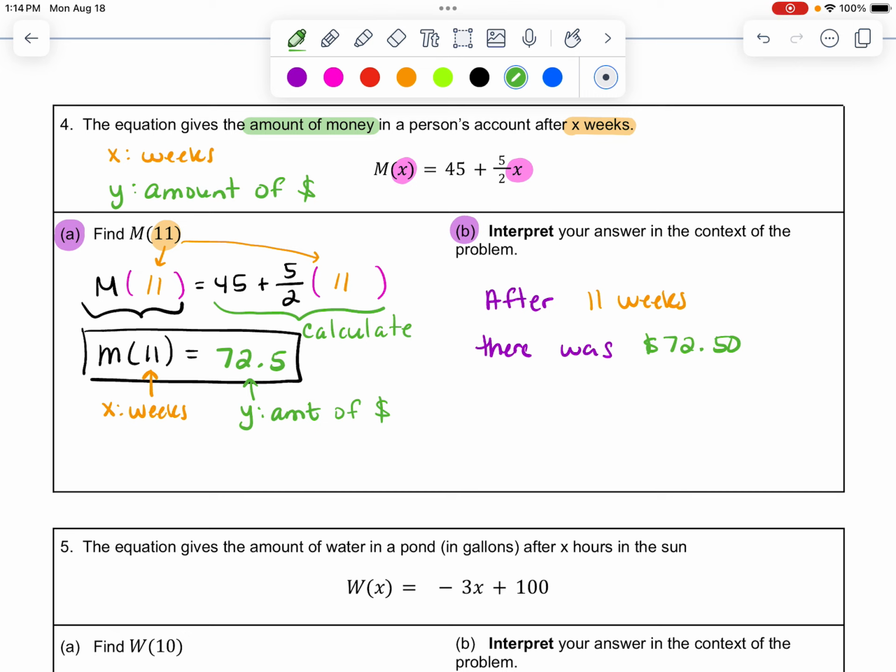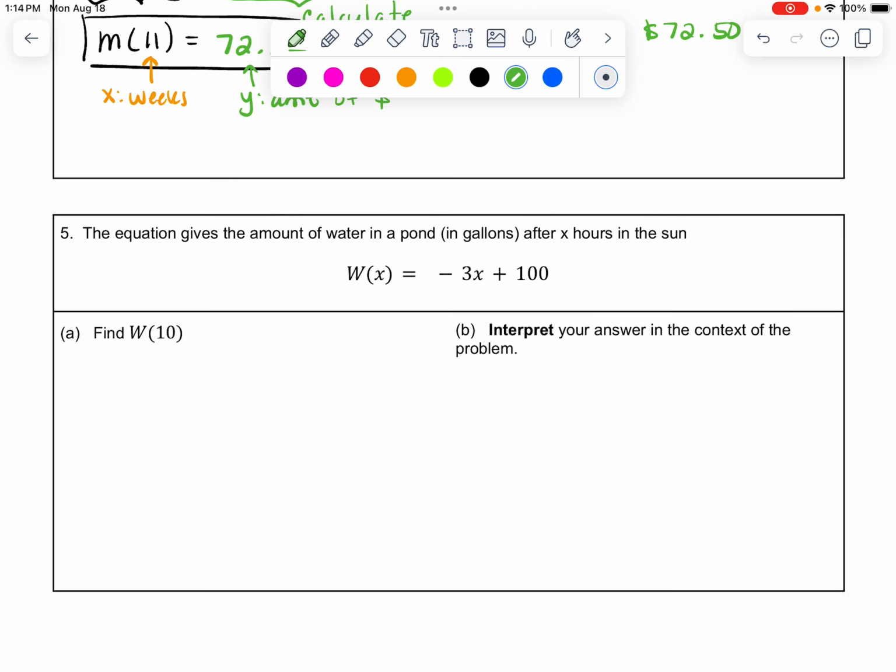All right, last example. We're almost done with these notes. The equation gives the amount of water in a pond in gallons after X hours in the sun. Again, I'm going to ask you to do two things. I'm going to ask you to find a value and interpret it. So let's start by identifying what our variables mean. It says X hours in the sun. So off to the side, I'm going to write a reminder to myself that X is the hours in the sun. It also tells me I'm finding the amount of water in a pond in gallons. So off to the side, I'm going to write down for Y that it's the water in gallons.